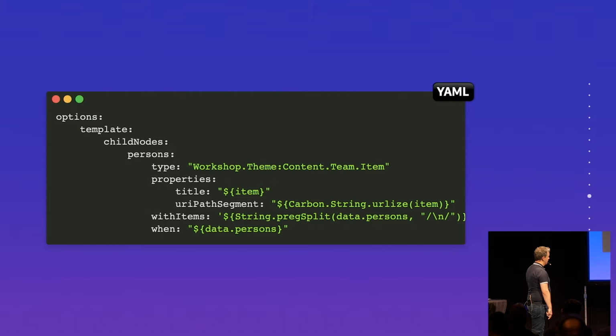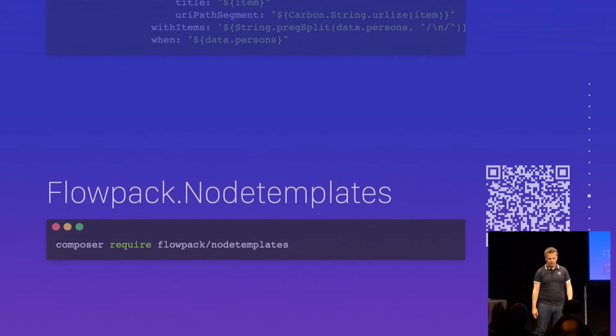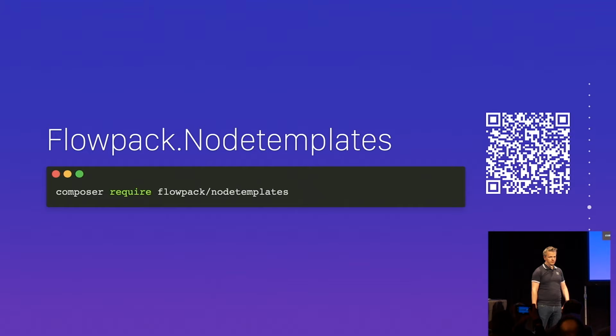And you can create the child node. And you can even pass your own Eel helper inside of it. You just have to register it in the settings. Split this. And then just create entries. Also here, if you don't have it yet, just grab the package.